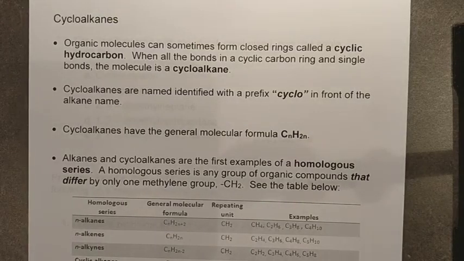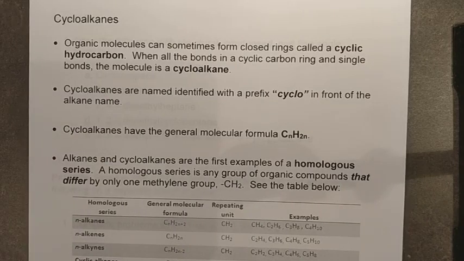Cycloalkanes are another common way of having a longest continuous chain. The only difference here is that it is a closed loop. When your carbons do form a closed loop, known as a cyclic hydrocarbon, if the bonds between all of those carbons are single bonds only, it is known as a cycloalkane, to differentiate these from the straight and branched chain alkanes.